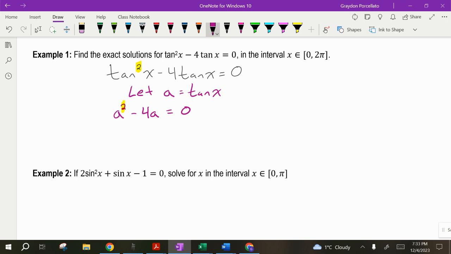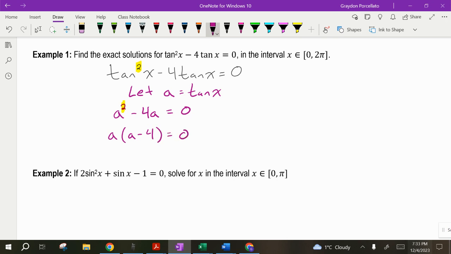My very first step here now, how do we solve a quadratic? We make sure one side's equal to 0, and then we factor. Since the right side is equal to 0, we can now factor this equation. I'm going to factor out a. We get a(a - 4) = 0.